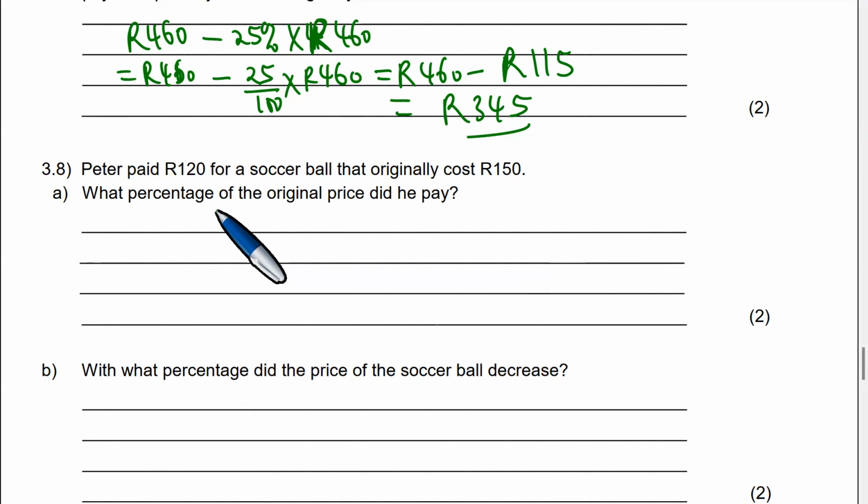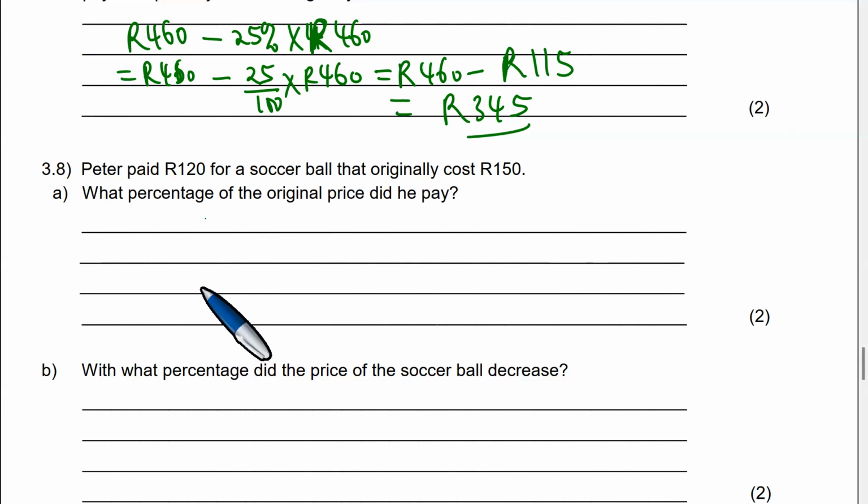What I did is I divided what Peter paid for the ball by 150 and multiplied it by 100, which gives us the percent. Then did you have to subtract it from 100? You had to subtract it from 100.